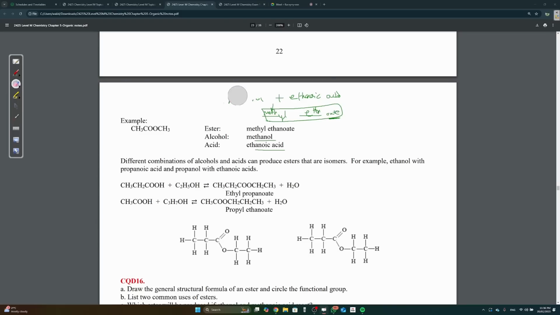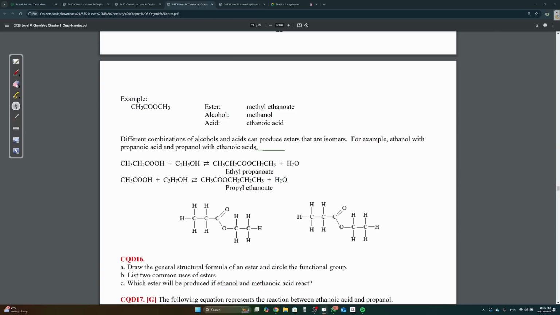You should know that different combinations of alcohols and acids can produce esters that are isomers. For example, ethanol with propanoic acid and propanol with ethanoic acid. If I swapped these two, let's say I gave you ethanol and methanoic acid, you're still going to get the same formula, same number of carbons, same number of hydrogens. But what's the difference? What's the name now? It's going to be called ethyl, using the rule I showed you a minute ago. Ethyl methanoate.